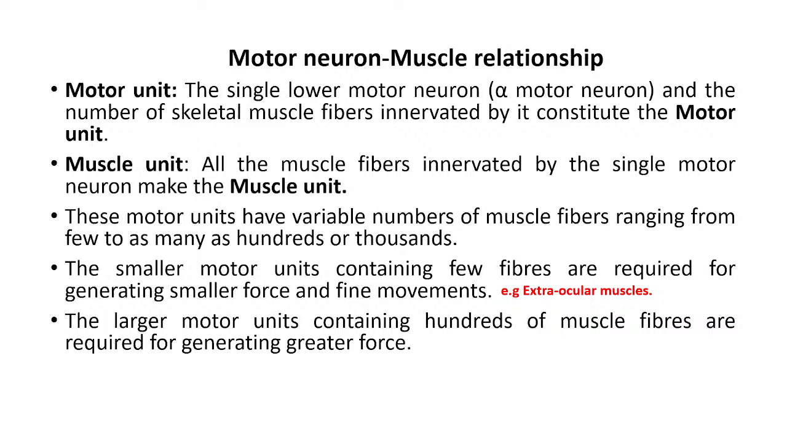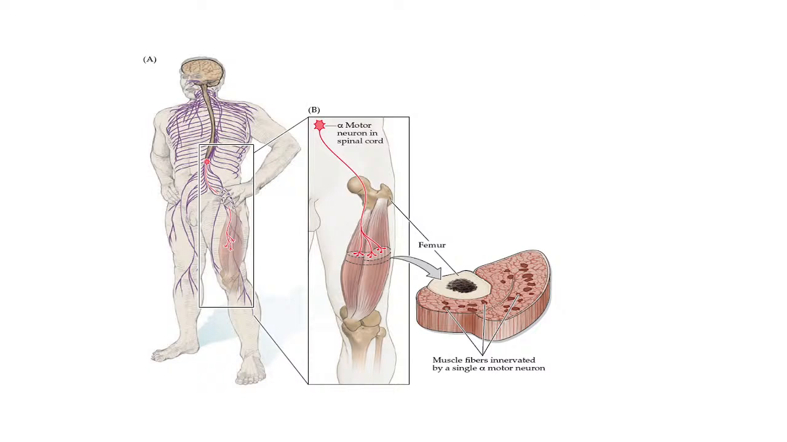So larger motor units are present in the lower limb muscles, especially extensors and the gastrocnemius muscle of the leg. Then you can see from this figure, this is the quadriceps femoris muscle, this is the transverse section of the muscle showing femur and muscle tissue, and the dark colored are simply the muscle fibers, and these muscle fibers are from a single motor unit.